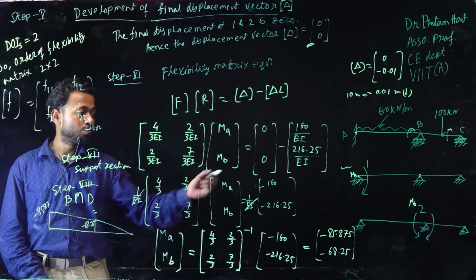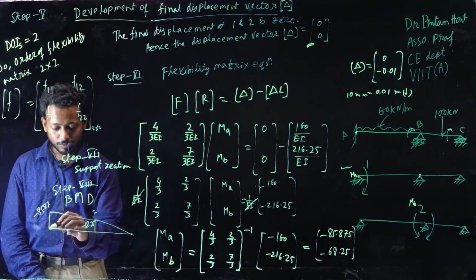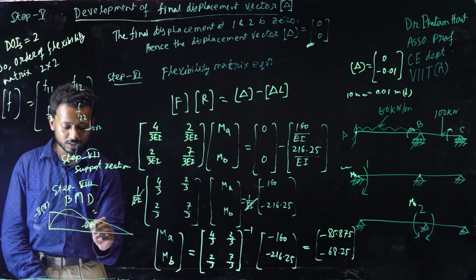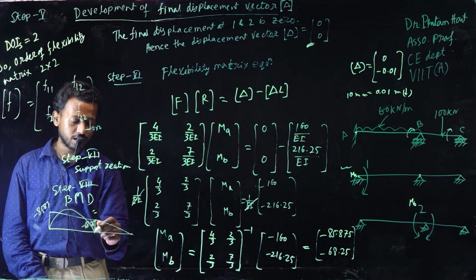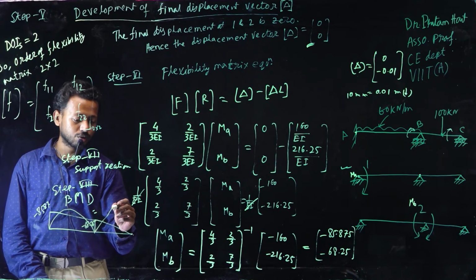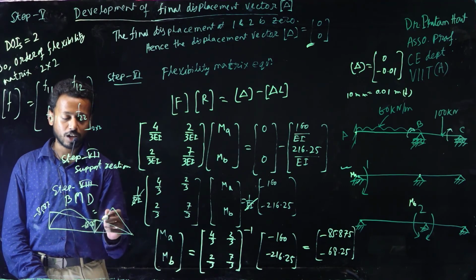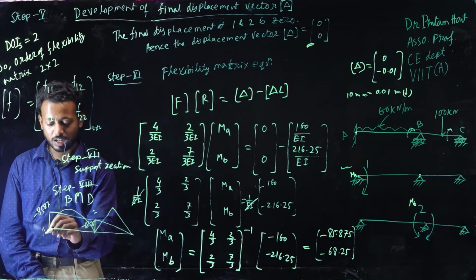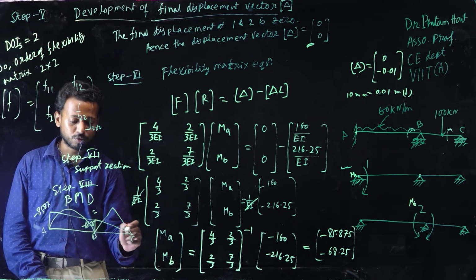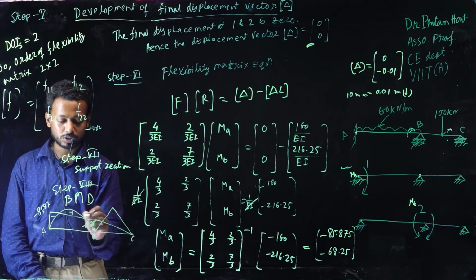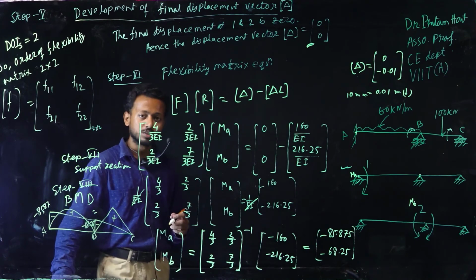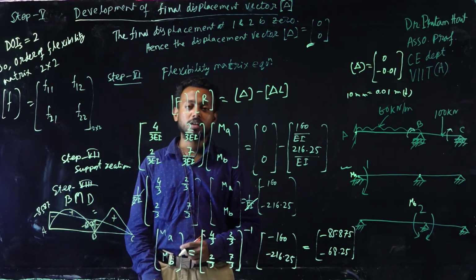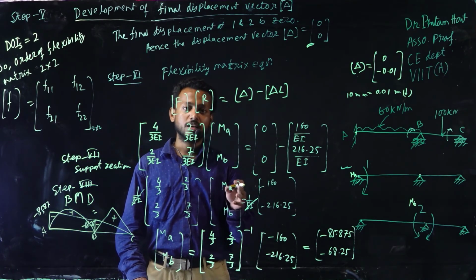Then you draw the free bending moment. Since this is a UDL, the free bending moment will be parabolic in shape, and since this is a point load, the free bending moment will be like a triangle. Okay, so this is the bending moment diagram you have to draw. This is negative, this is positive, this is negative, this is negative, this is positive. So in this way you can form the stiffness matrix and calculate the fixed end moment.